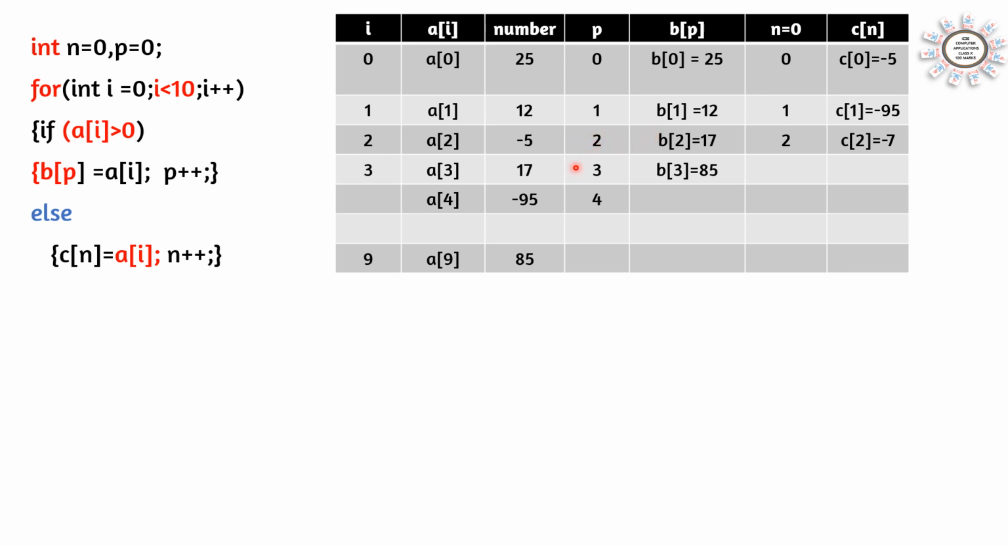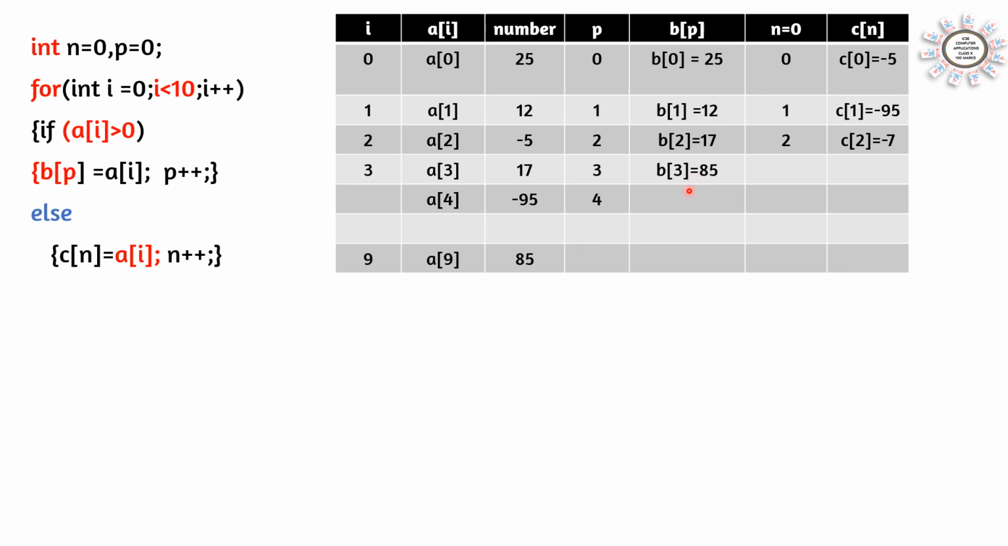And the fourth number is 17. 17 is greater than 0. That means it is a positive number. And now the value of P is 2. So in B2, 17 will be stored. And P will be increased to 3. So like this, the value of P will increase. That means the position of B will increase. And all positive numbers will be stored one by one in the array B.